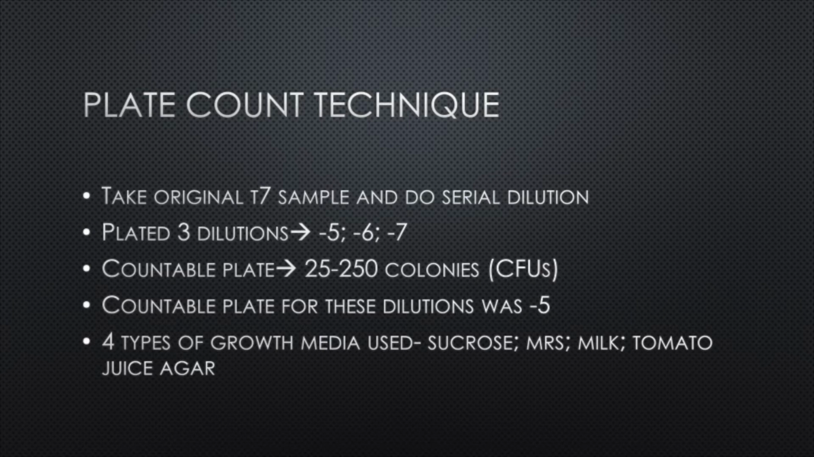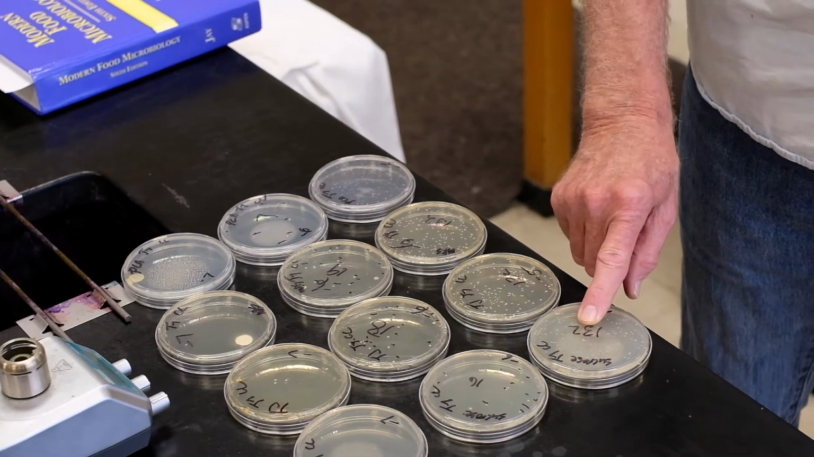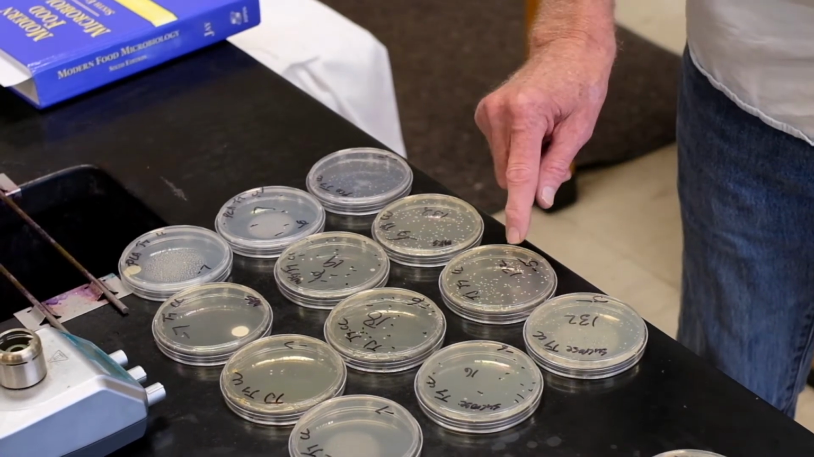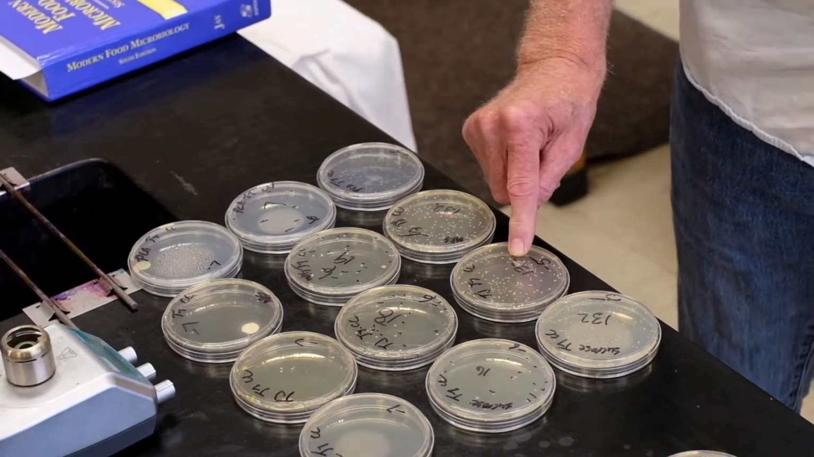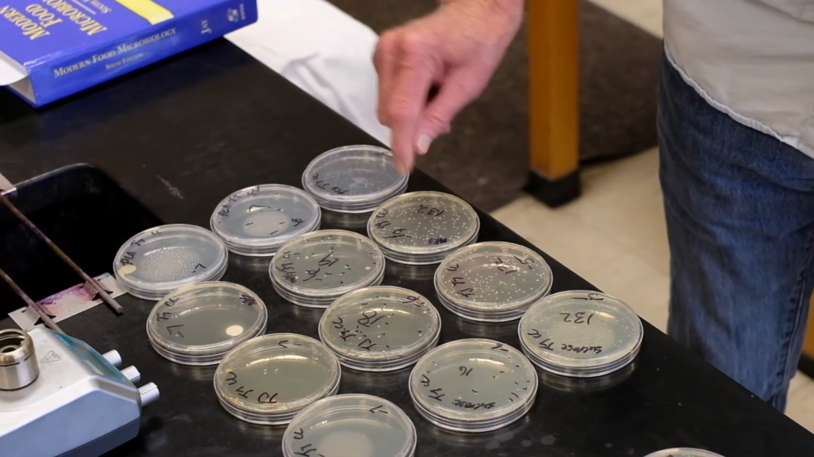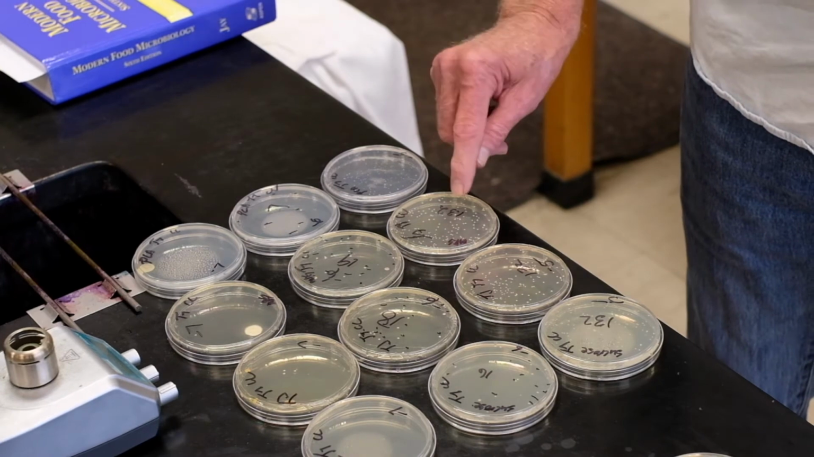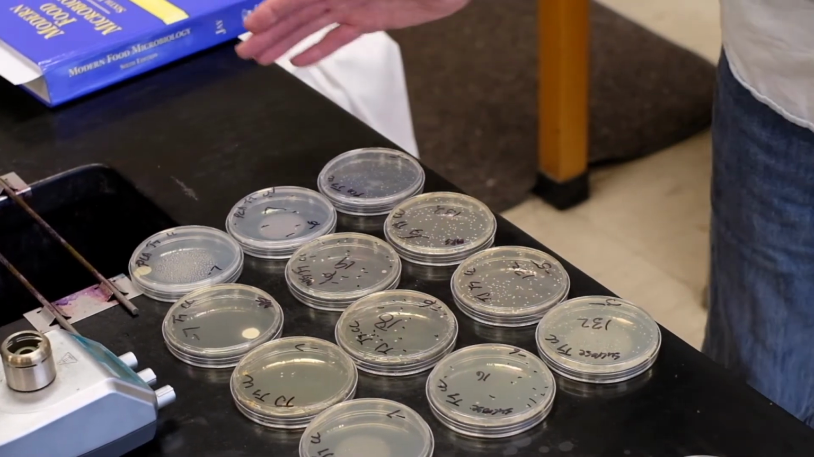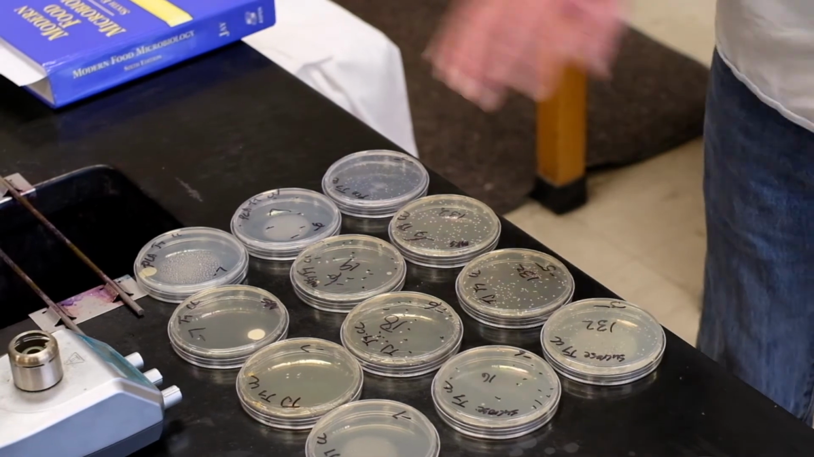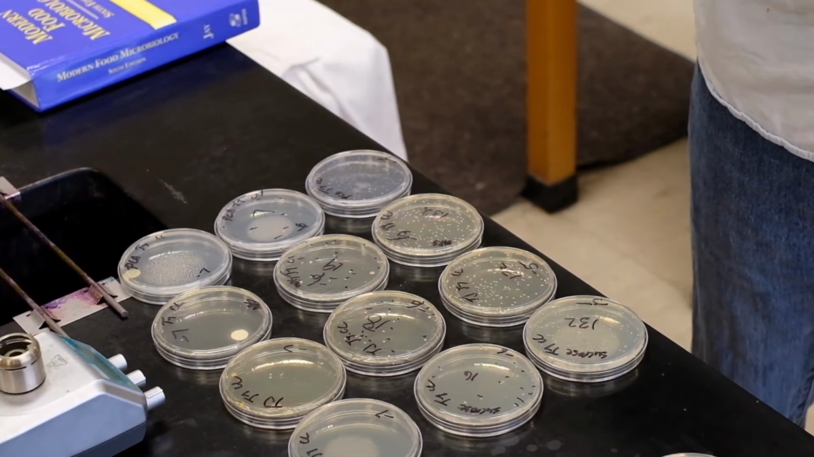And what we did, we diluted the samples out at -5, -6, -7, incubated 2 days, and ironically what we found out is that the countable plate is the -5, and the countable plate on sucrose was 132 colonies. The countable plate on tomato juice was -5, and it had 132. And the countable plate on the MRS had 132. So what does it tell you? We don't need to be using three types of media. We can cut that down to 1, and we're still going to get what we want.